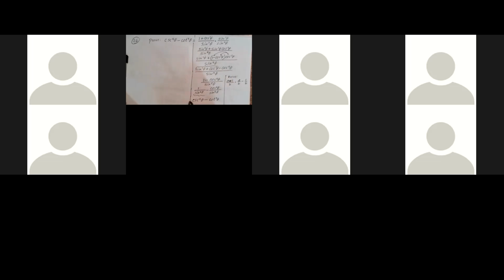And ladies and gentlemen, we have shown that the right side is indeed equal to the left side. Everybody see that there? We've shown that the right side is equal to the left side. So you know what? You can work with the right side and show that it's the left side. It worked.